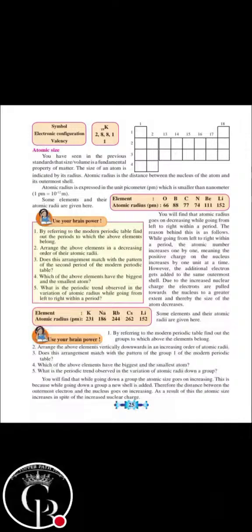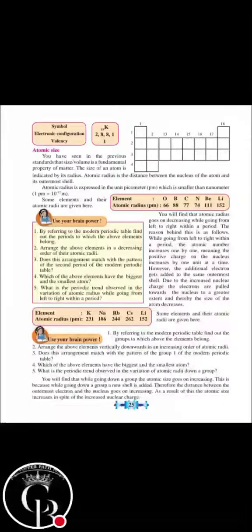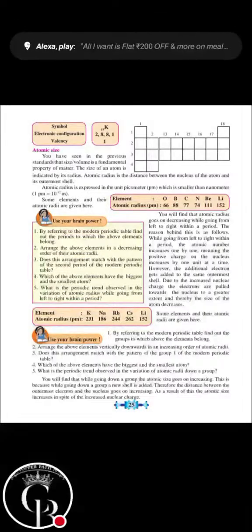While going down a group, the atomic size goes on increasing. This is because while going down, a new shell is added. Therefore, the distance between the outermost electron and the nucleus goes on increasing, and as a result the size increases.